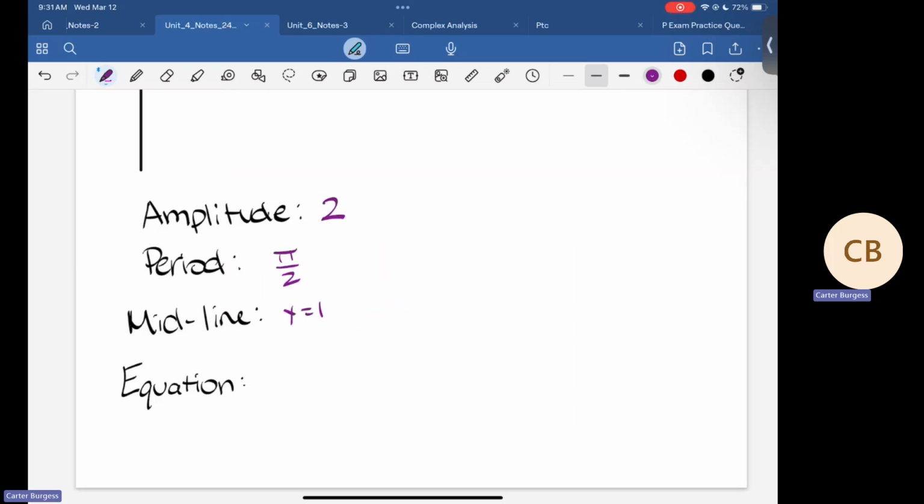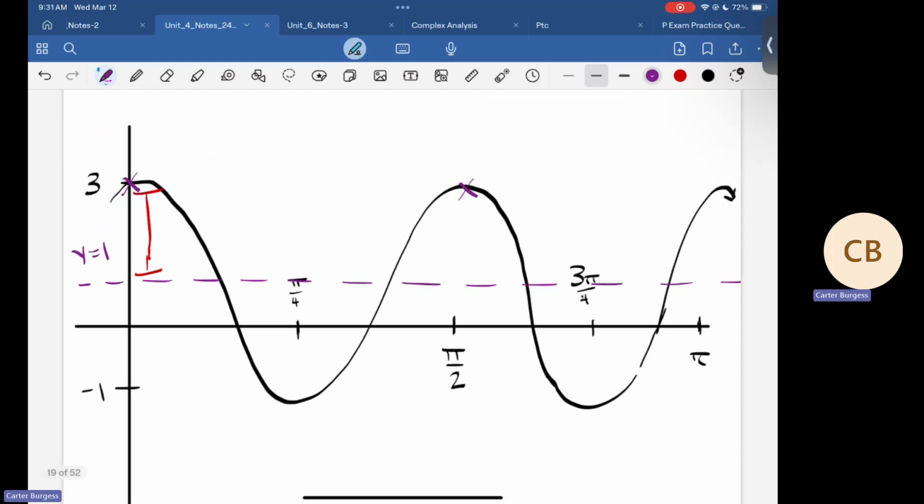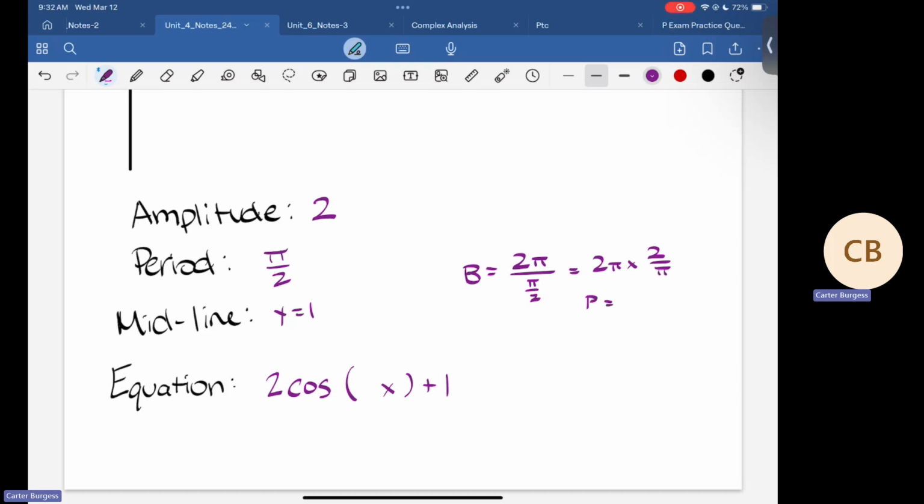And so in terms of our equation, what kind of function is this going to be, sine or cosine? Cosine. So I get 2 times cosine of something x plus 1. And then to find that value of b, that's going to be 2 pi divided by pi over 2, or 2 pi times 2 over pi. I get that b should be 4.